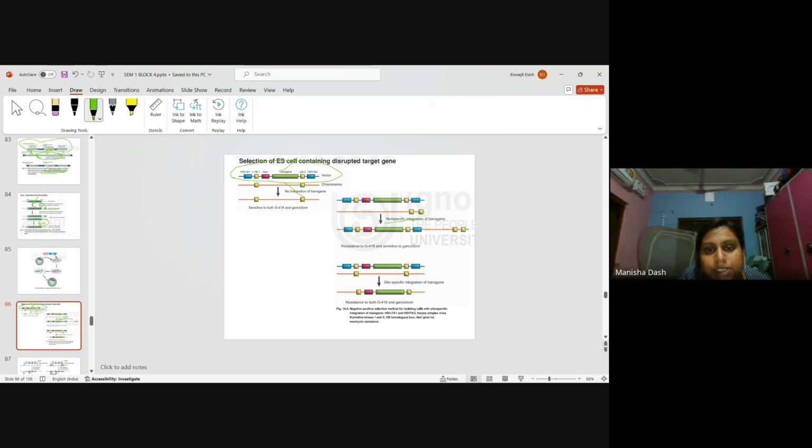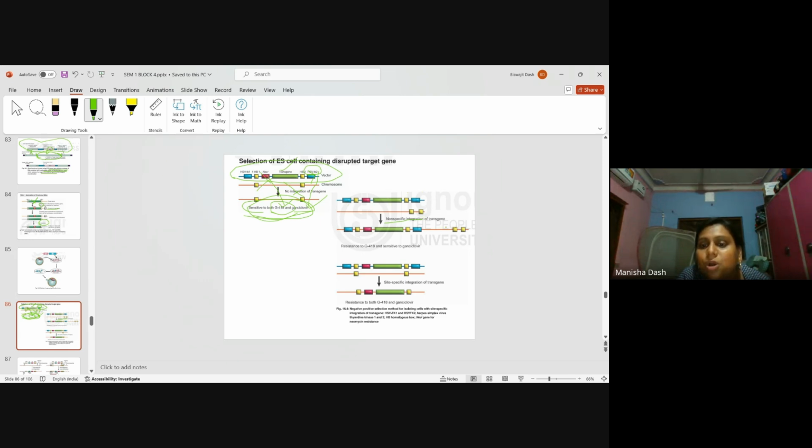So if there is no integration, your cells will be sensitive to both G418 and ganciclovir. Now, G418 resistance comes from the neomycin gene, which will be resistant to G418. And whatever HSV-TK is present, this gene is sensitive to ganciclovir. So what will happen if this transgene is not inserted? That means the neomycin is not present and the TK is not present, so it will be sensitive to both.